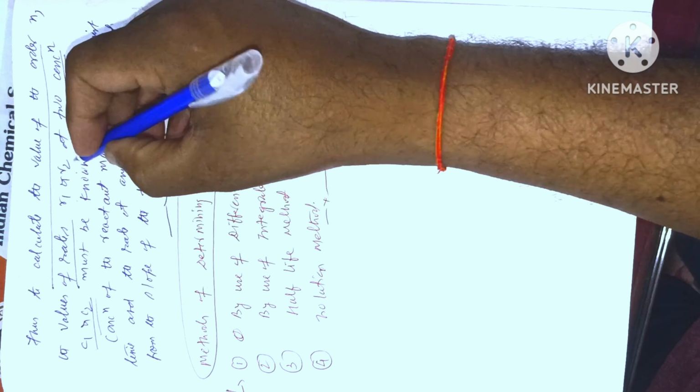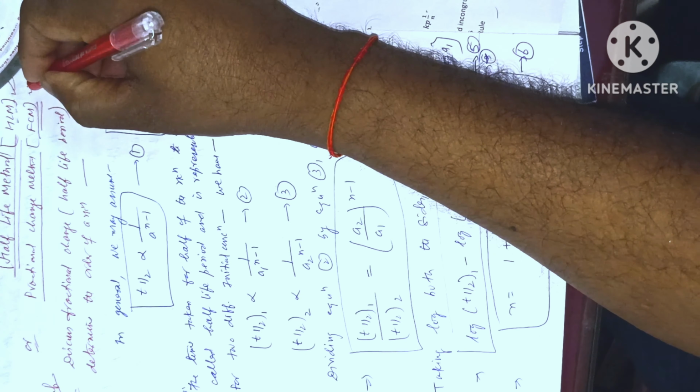Concentration of the reactant may be plotted against time, and the rate at any concentration may be found from the slope of the tangent at that point. This is all about this. Now the half-life period method, that is HLM, or in some books it is written as the fractional change method, that is FCM.